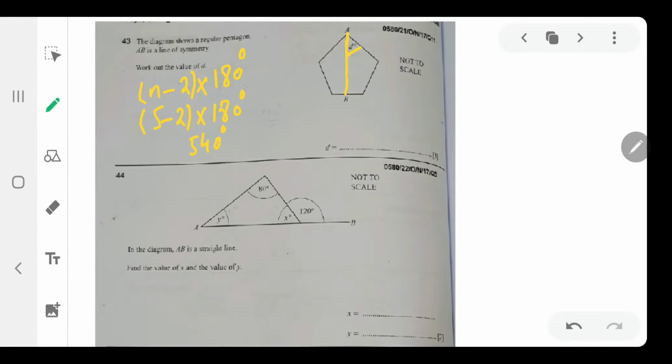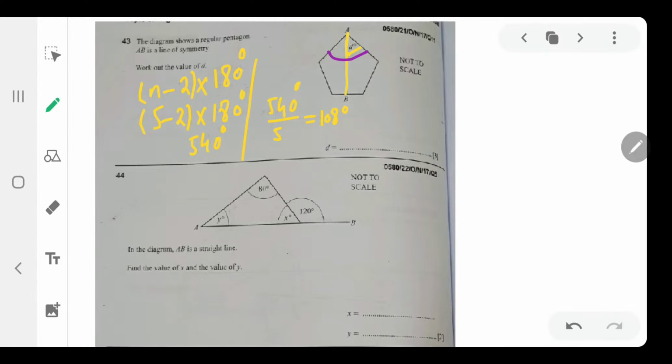So now we have to find the value of each interior angle. So we divide this 540 by 5 to find the value of each interior angle. So the value of each interior angle is 108, which means that this complete angle, which is the interior angle, is 108.